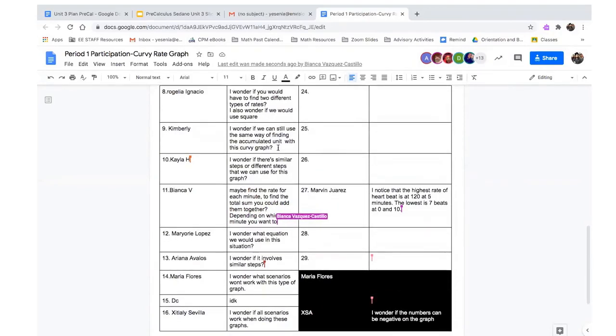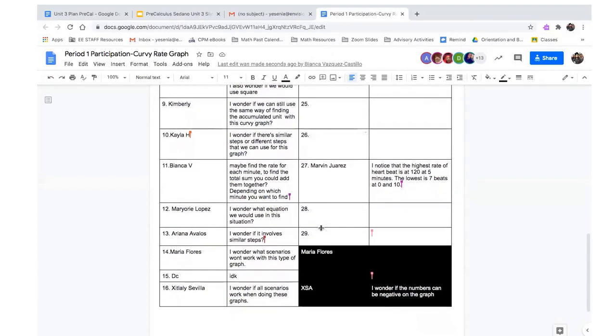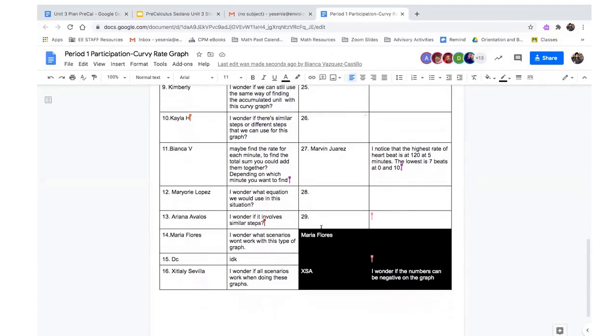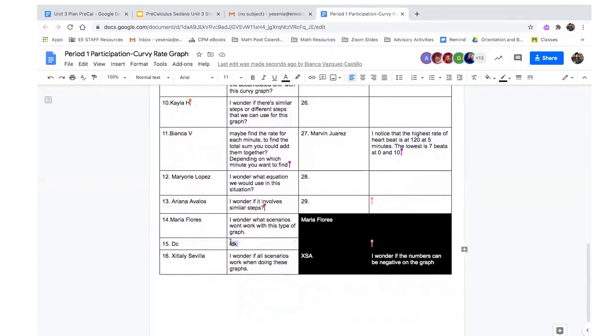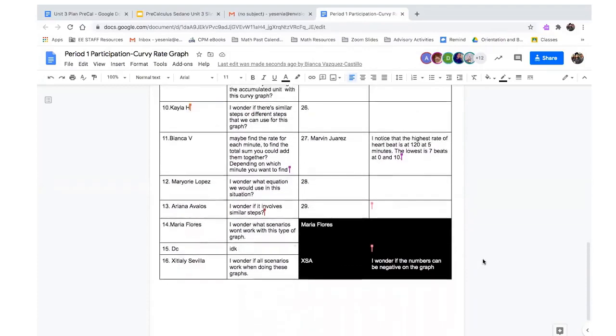Ooh, this one's a good question. I wonder if we could still use the same way of finding the accumulated unit with the curvy graph. That's a great question. Similar steps or different steps that we use for this type of graph? Someone put IDK. Make sure it's either a notice or wonder. I want to push you more than just IDK. A notice or a wonder is totally fine with me. I love those people who use the black portion of the graph. Y'all are cool.